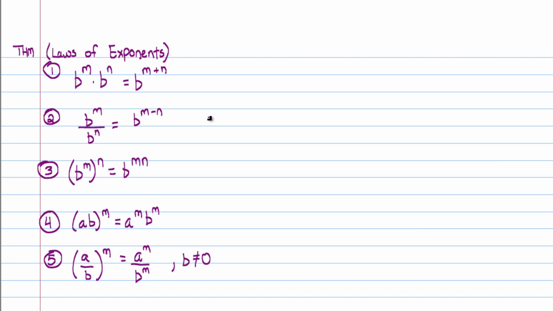Now in this lecture specifically, I'm just covering these 5 laws. b to the m times b to the n is equal to b to the m plus n. A little note here that b is called the base of the exponent, and these m's and n's are called the exponents, or the powers.